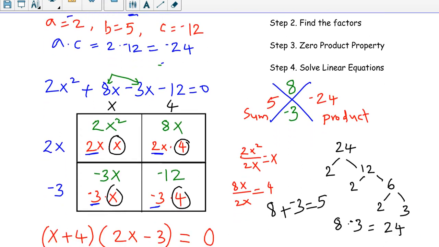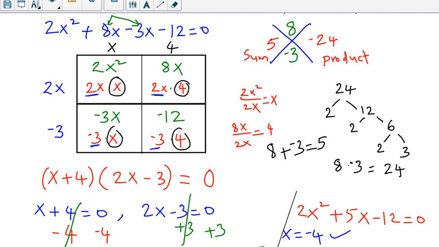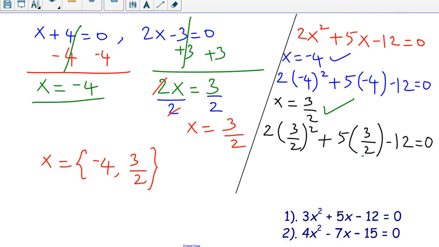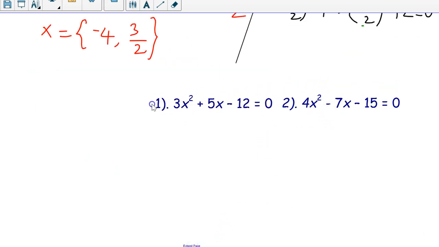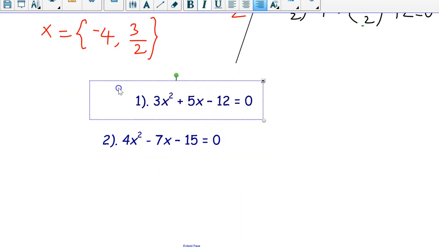So please try to go back and see wherever you have to, and I want you to try these two problems. At the end of this screen here I have the first problem: 3x square plus 5x minus 12 is equal to 0, and the second problem is 4x squared minus 7x minus 15 is equal to 0. The process is just the same. It is exactly the same thing.